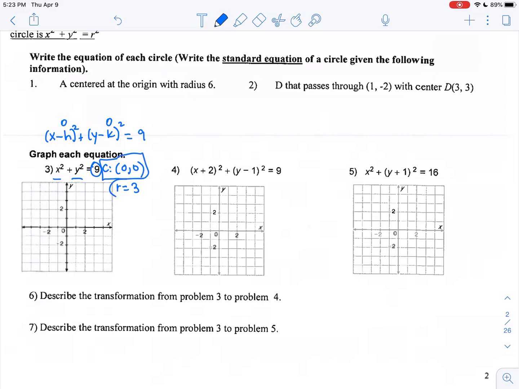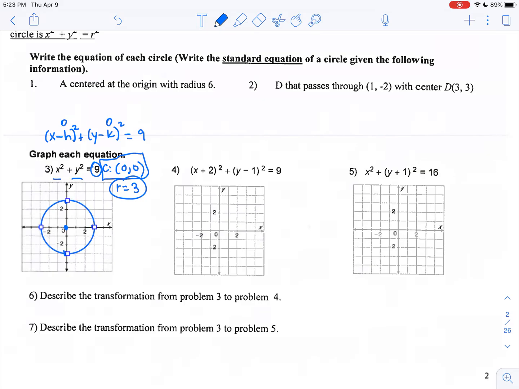If they asked me to graph the circle, I would need the center and I would need the radius. So the center you plot at (0, 0), the radius being 3. You would go right 3, left 3, up and down 3 away from the center.